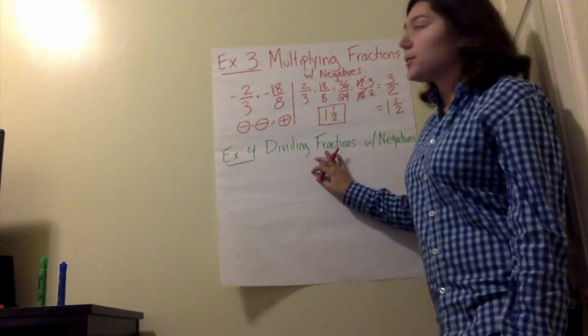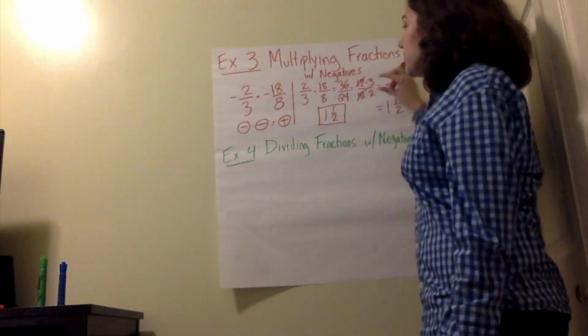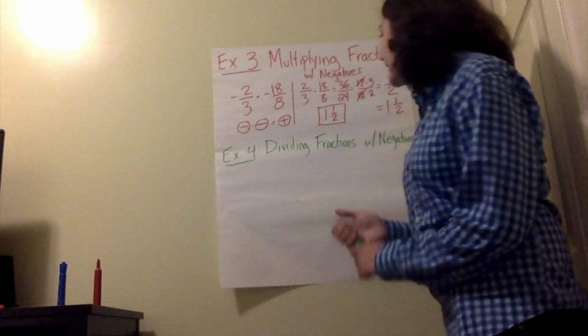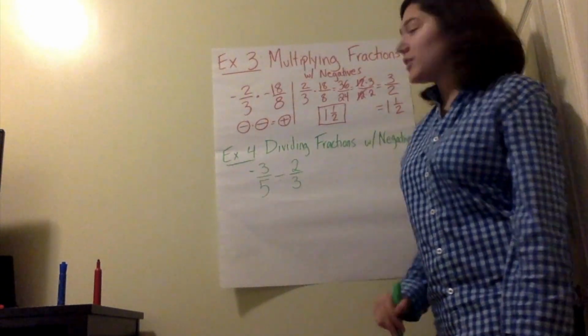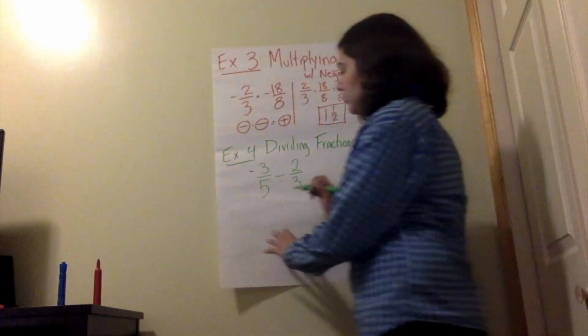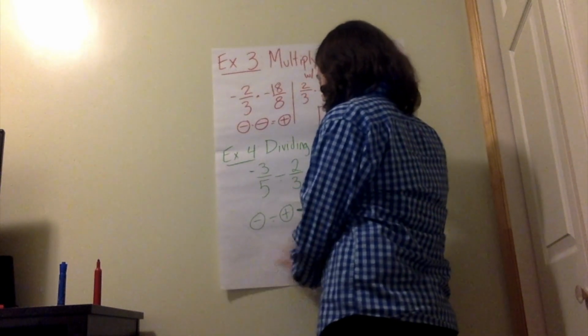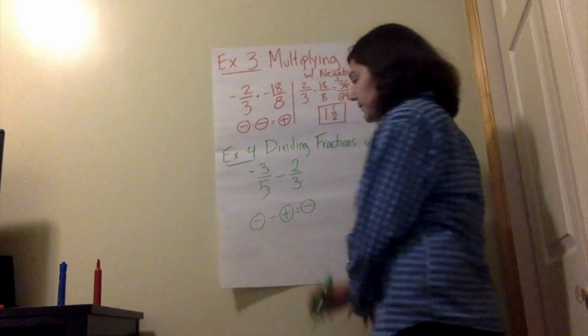So that's the example. Again, we find the sign, and then we're multiplying across. Then we're going to look at one for dividing fractions. Negative 3/5 divided by 2/3. So we have a negative divided by a positive, and that gives us a negative.